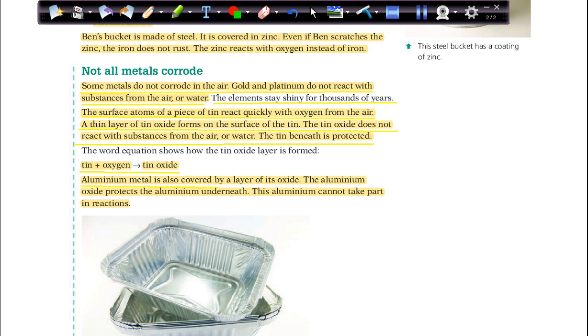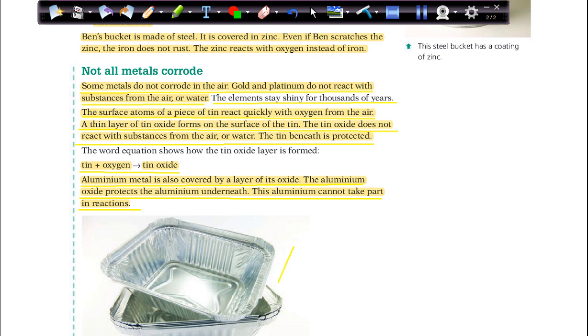Aluminium metal is also covered by a layer of its oxide. The aluminium oxide protects the aluminium underneath. This aluminium cannot take part in reaction. So here we have what we call silver plates. These are not silver plates. These are aluminium plates. We just call it silver because of the color. But actually they are aluminium plates. We can use them to preserve food or sometimes liquids. So why are we using them? Why are we using them safely?